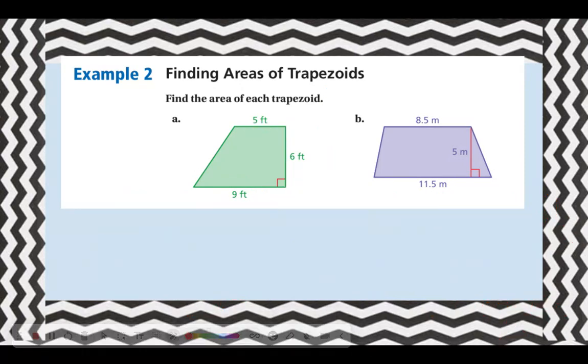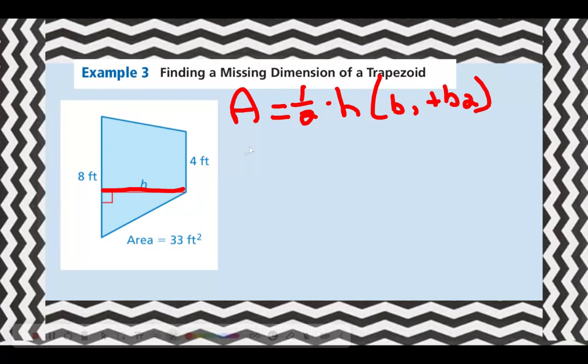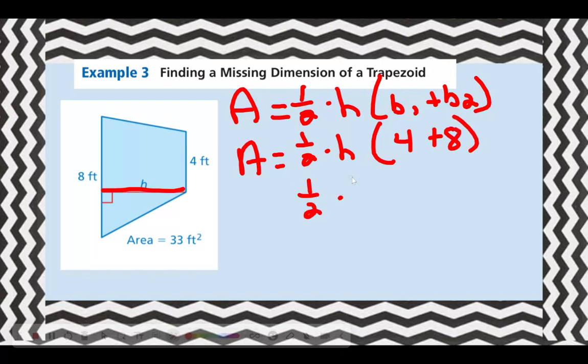Great work. Okay, so now we are looking for the missing dimension. I don't see the height. We are missing the height. So once again, write the formula out and plug in what we know. 1/2 times height, base 1 plus base 2. So area equals 1/2 times height. We don't know the height, but we know the bases are 4 plus 8. So now it's 1/2 times the height, 8 plus 4 is 12, equals the area, which is 33.